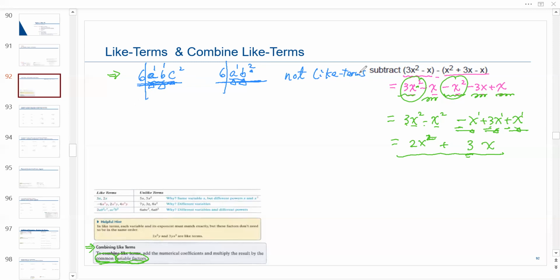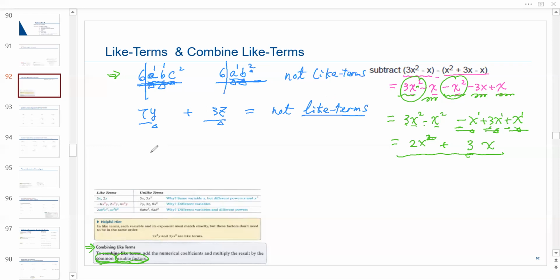They are not like terms, right? Let's see more examples. Say 7y, 3z. They are not like terms. Their variables are already different. So when you do addition, you definitely cannot do any combinations, right? They are not like terms. Only like terms can do the combinations.